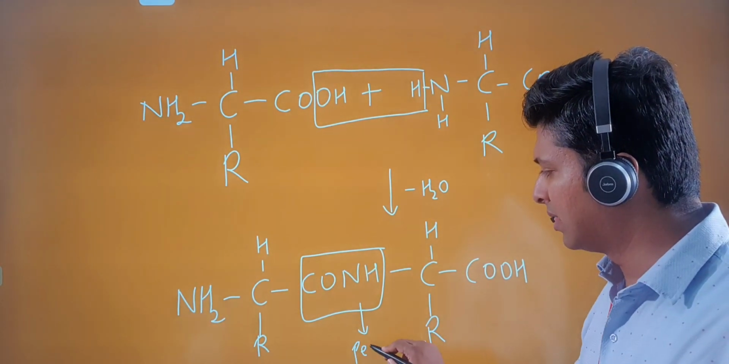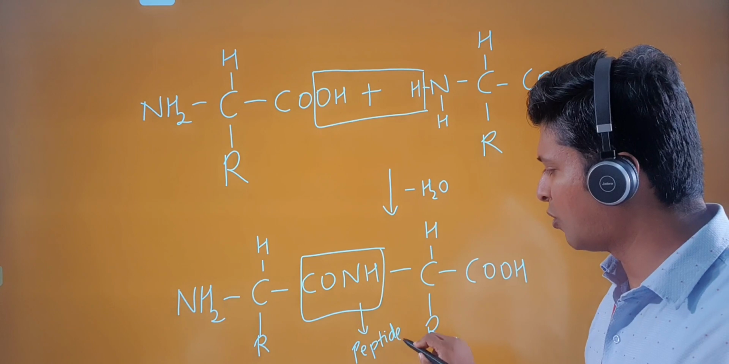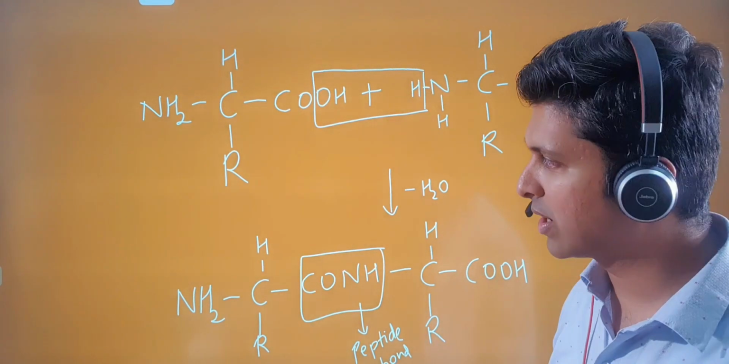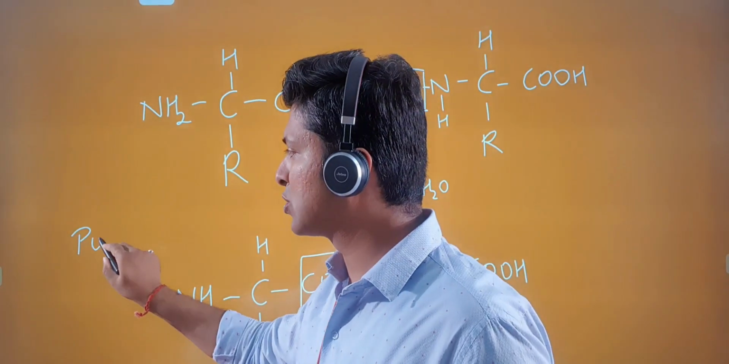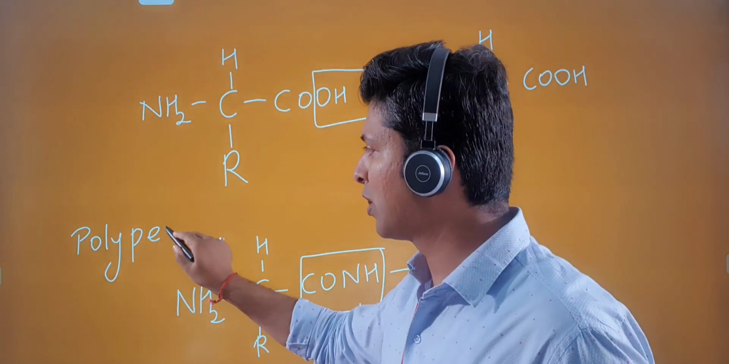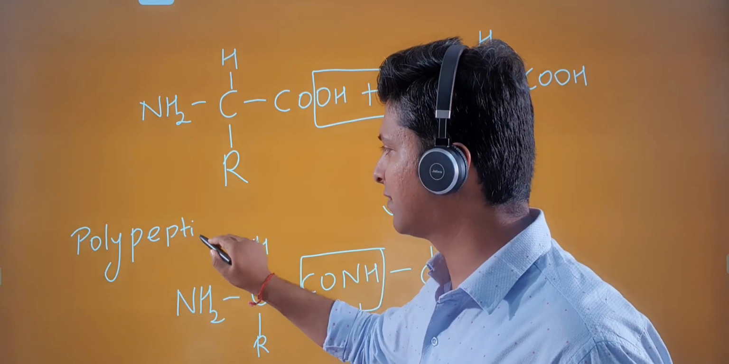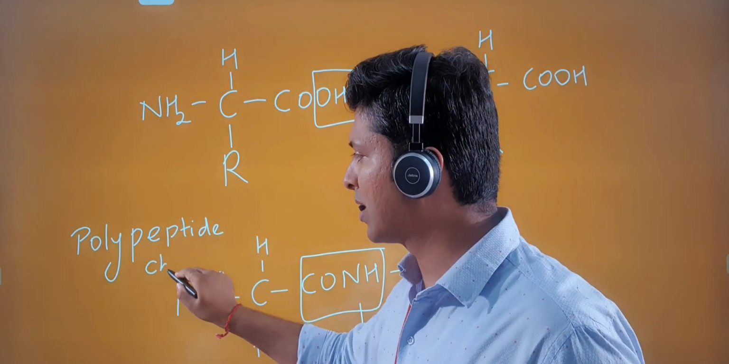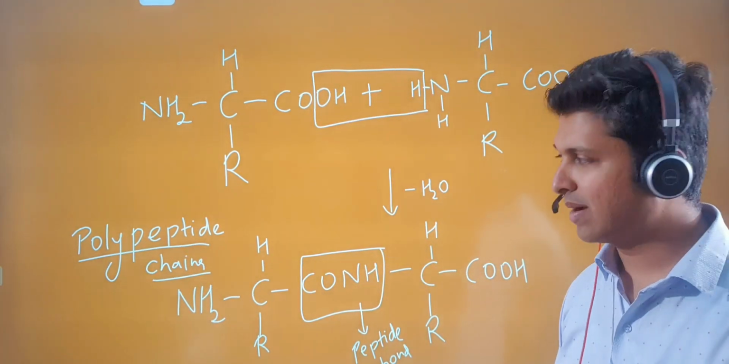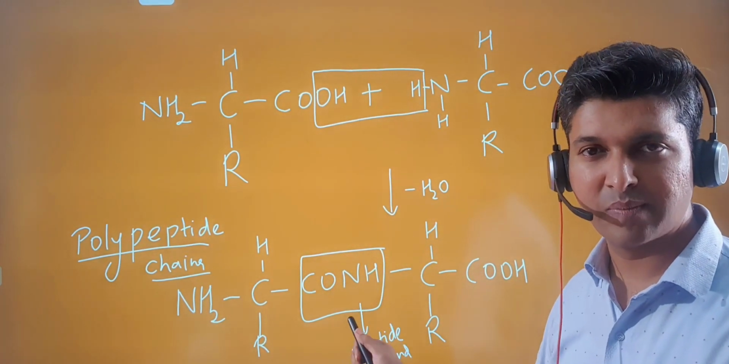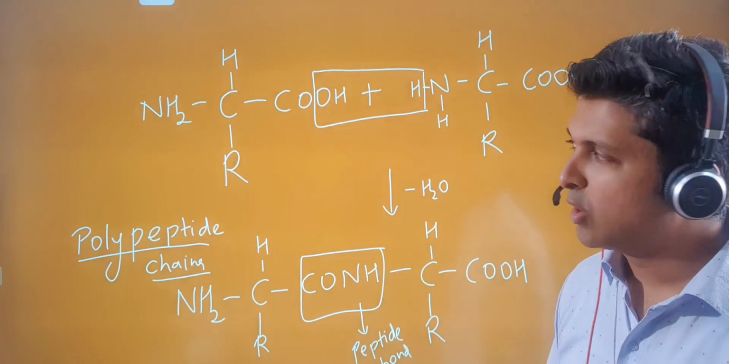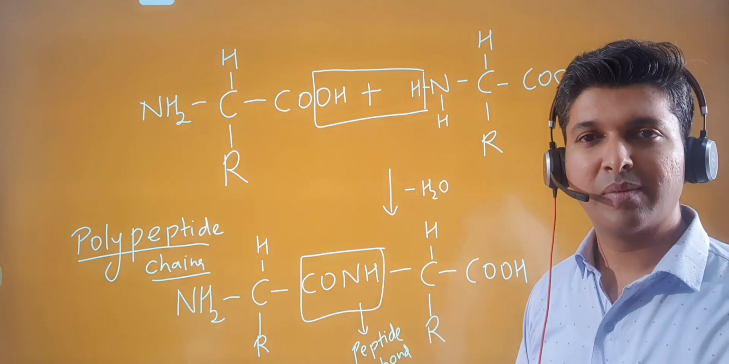Hence, the proteins are also called polypeptide chains. Proteins are also called as what? Polypeptide chains, because proteins will not have just two amino acids like what we have done over here. It will be having thousands of amino acids together. So hence it is called polypeptide chains. Now why polypeptide chains, sir? Poly means many. Peptide means these peptide bonds will be formed. Many peptide bonds will be formed. Hence it is called a polypeptide chain. So proteins have a polypeptide chain.